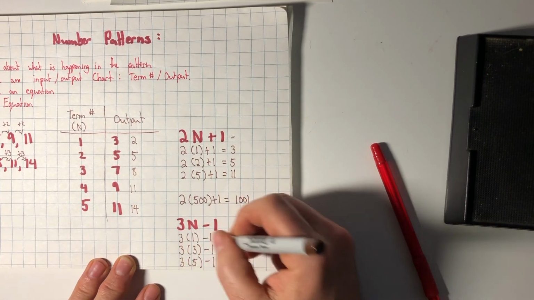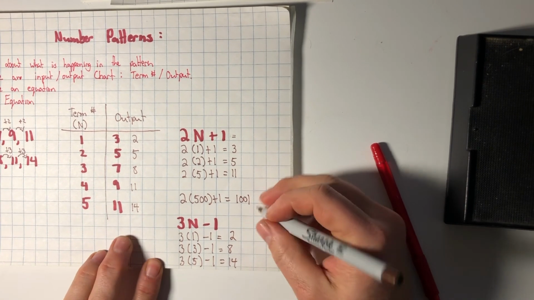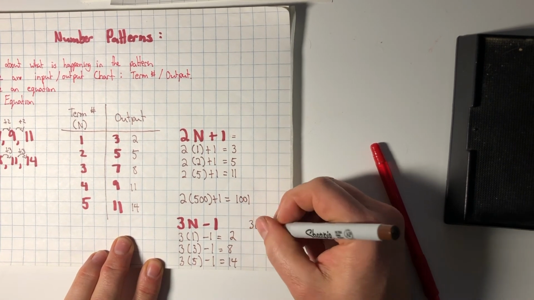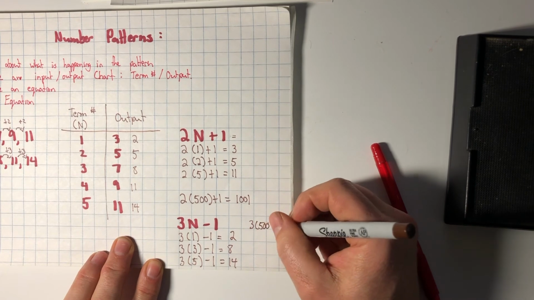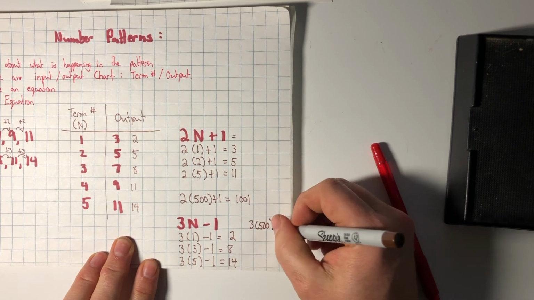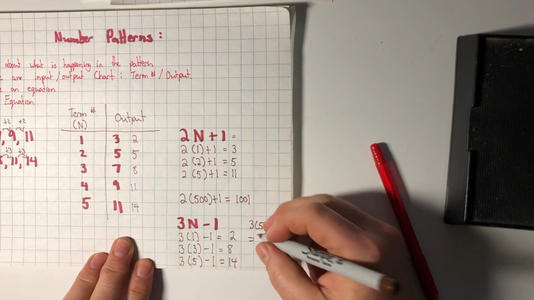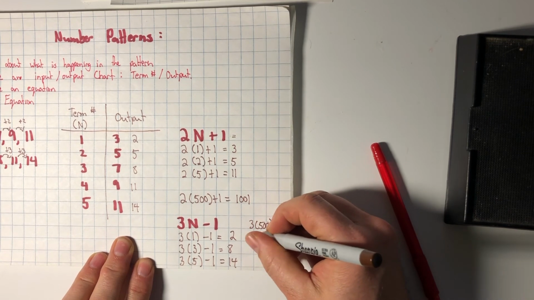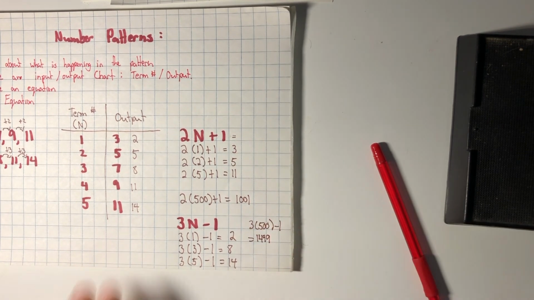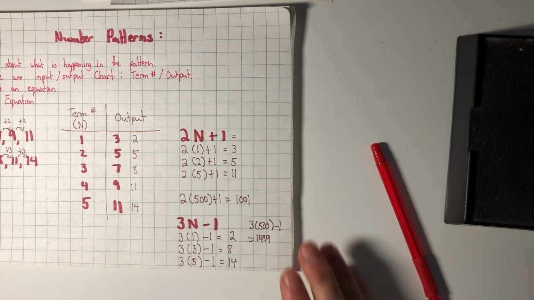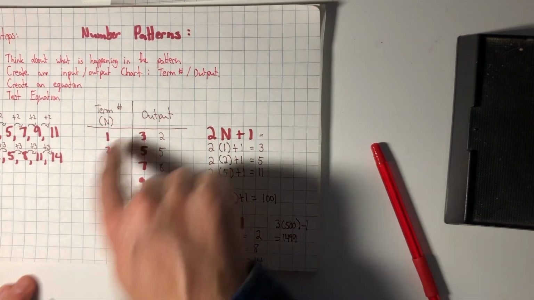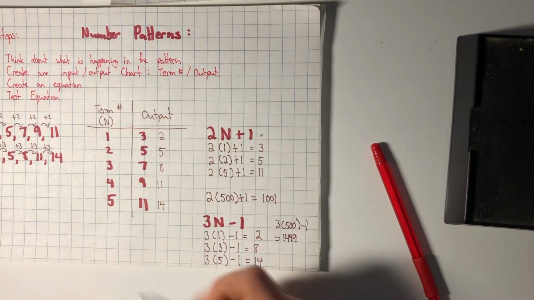So if this is our equation, then if we want to figure out the 500th step of this, it would be 3 times 500 minus 1. Okay, so that's 1,500 minus 1 is 1,499.